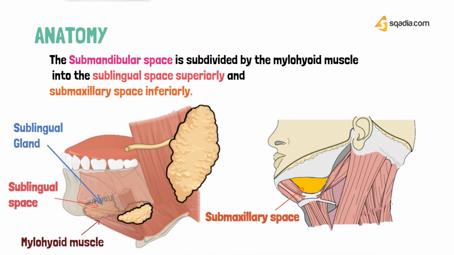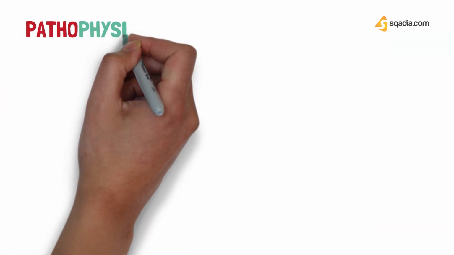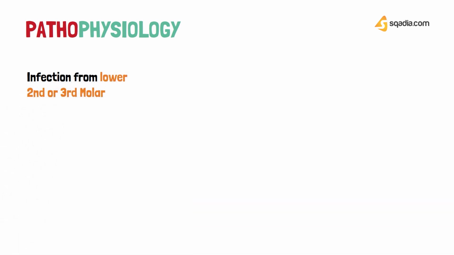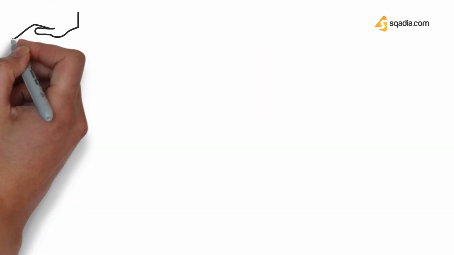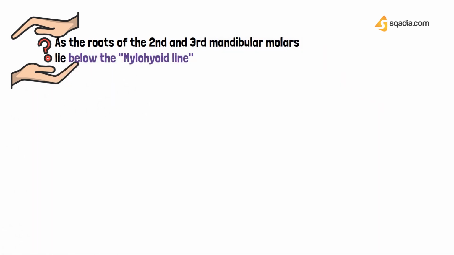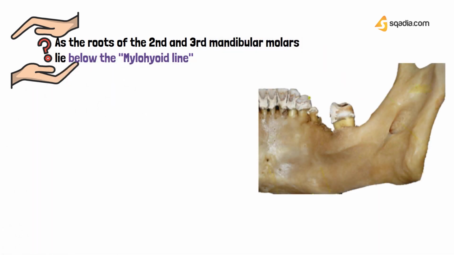Now, let's try to understand the pathophysiology, how this disease process occurs. First of all, as we know, the infection is going to originate from the teeth, and usually the lower second and third molars are involved. Now, why is that? The most common reason is that the roots of the second and third mandibular molars lie below the mylohyoid line, as we can see in this picture.